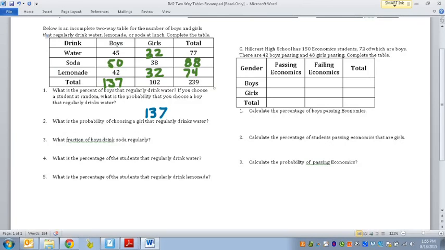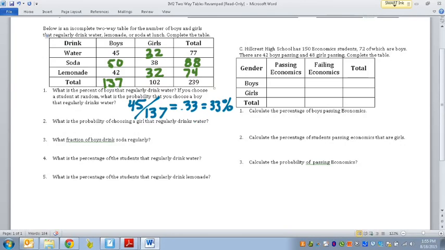So that's our total number of people that we're looking at. Regularly drink water. Well, I see that 45 boys drink water, so I'm going to write 45. So 45 out of 137 boys drink water. So 45 divided by 137, because that's for a percent, equals 0.328, so I'll just make that 0.33, which means that 33% of boys drink water.